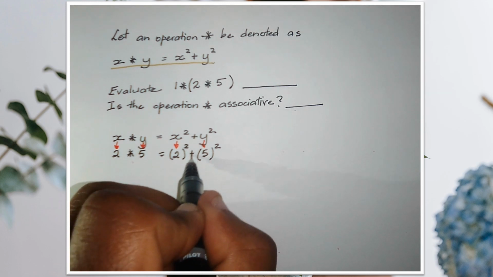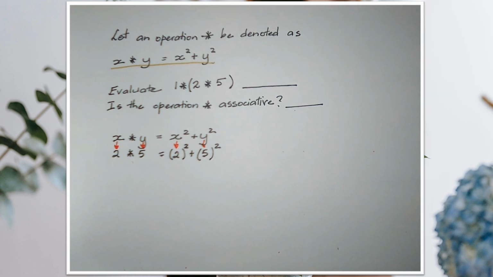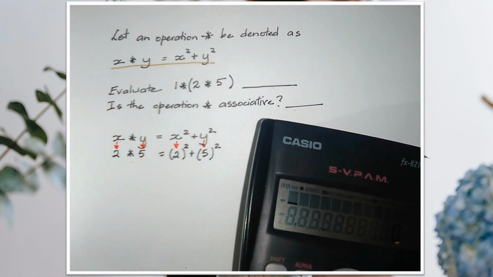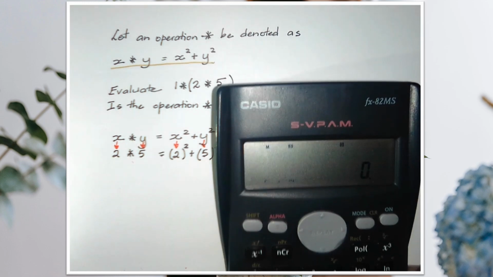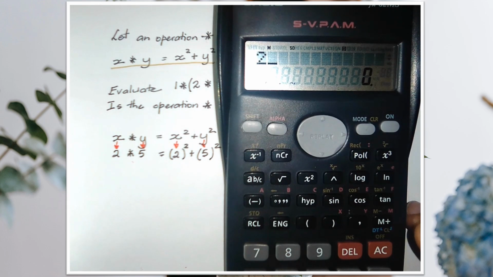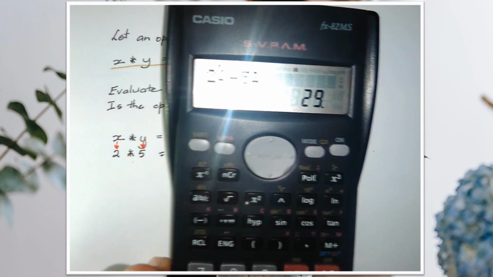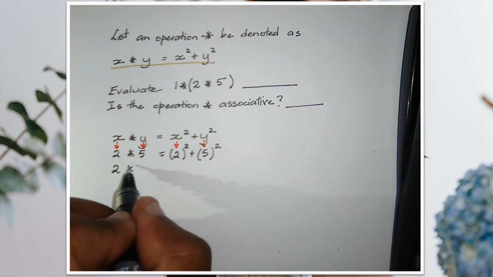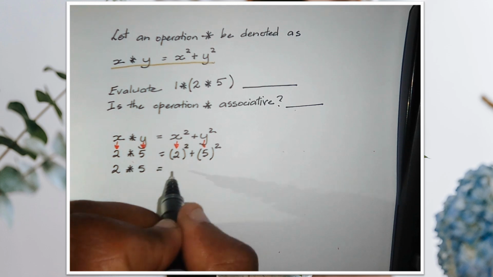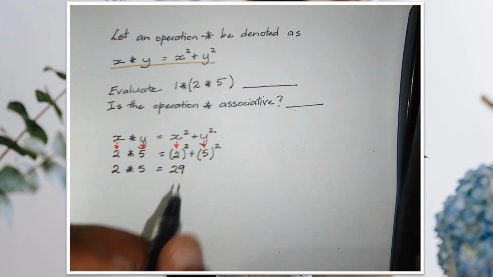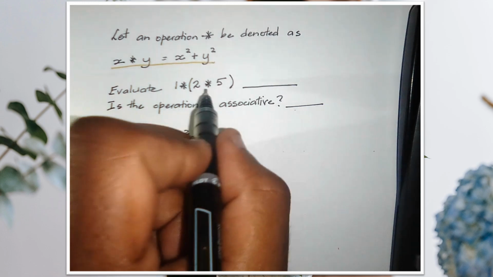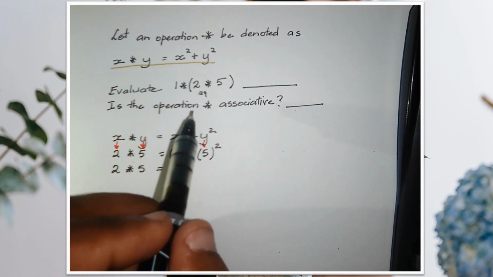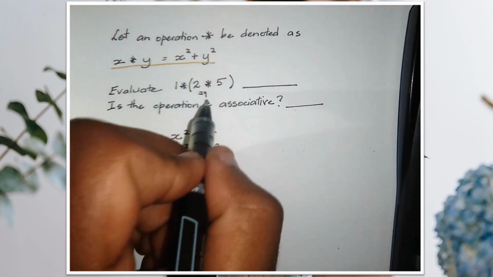And we're going to add. To make life easier, I could enter all of this into my calculator. I could press 2 and then the square button, plus 5 and then the square button, and that is equal to 29. So 2 star 5 will give us 29. But not just this part. This part works out to be 29. We need to work out 1 star 29. We're at 29 now.